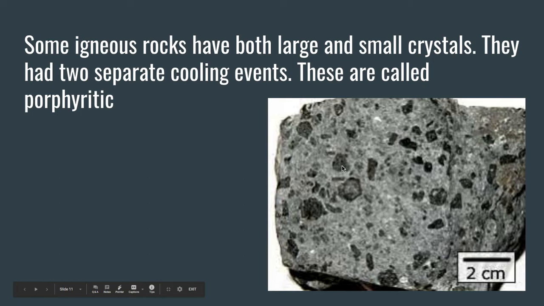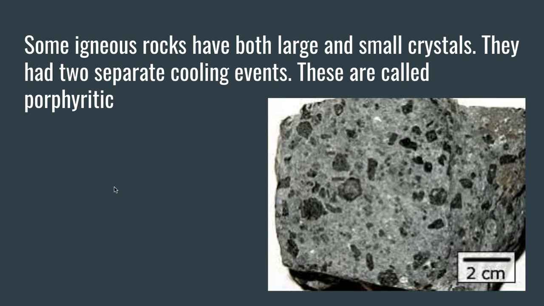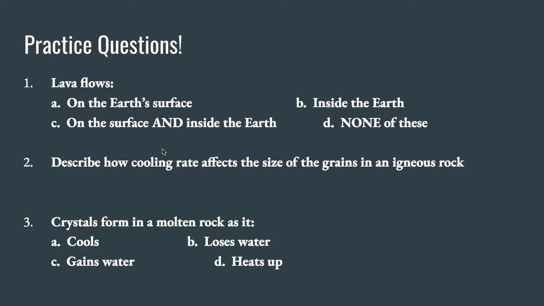I see my big crystals kind of sprinkled throughout, but then I have these large areas where they have small crystals. So what happened here most likely is these crystals were cooling down inside the earth. That was the intrusive part. And then this volcano erupted, and then the rest of it cooled very quickly. So you had a long cooling time and some short cooling time. Porphyritic.